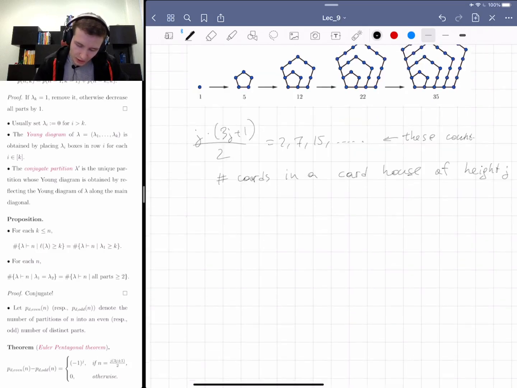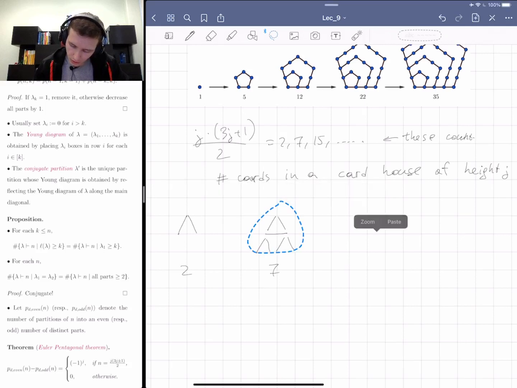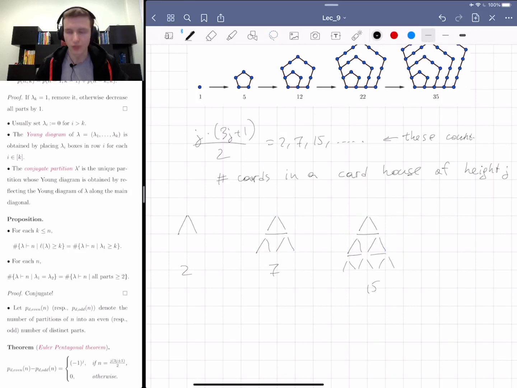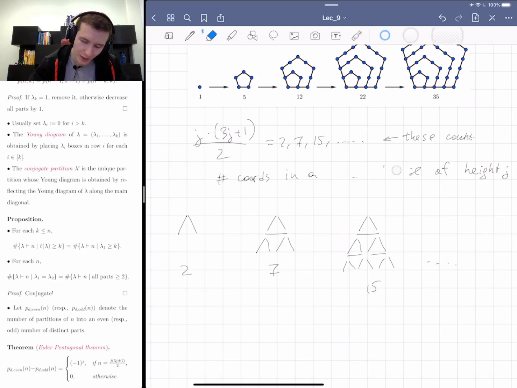So here is a house of cards with 2 cards. Is that right? And here's a house of cards, 1, 2, 3, 4, 5, 6, 7. 2, 7, and the next one is going to be 8, 9, 10, 11, 12, 13, 14, 15, etc. So that's the interpretation of the other numbers. Yeah, I guess the correct English here would be house of cards.